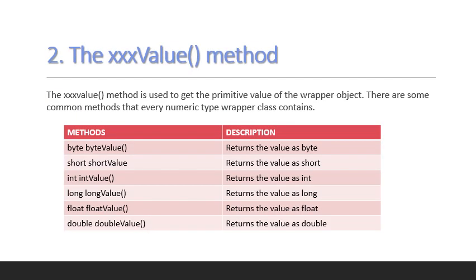So byteValue will give you byte. shortValue will return you short. intValue will give you int. longValue will return you long, floatValue will return you float, and doubleValue will return you double.